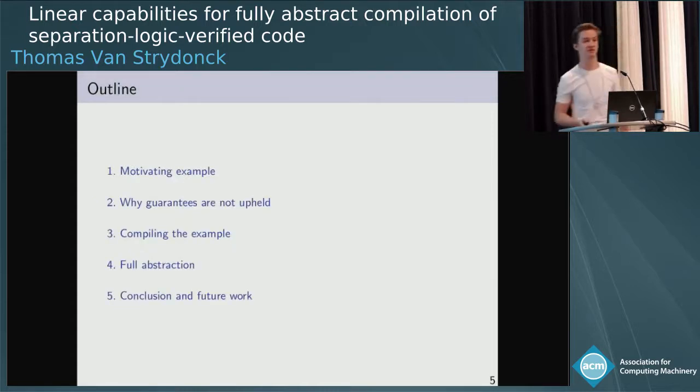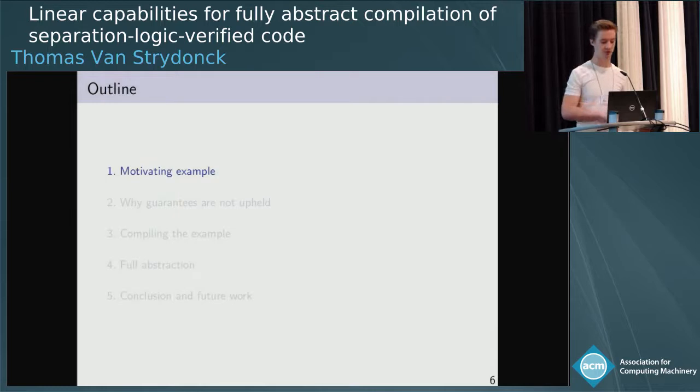So, an outline of the presentation. First, I'm going to present a running example. Then I'm going to talk about how to verify it. Then I'm going to talk about why separation logic guarantees are not upheld at runtime, given this example. Then we're going to compile the example in a secure way and make sure that separation logic guarantees are now upheld at runtime. Then we're going to talk about what we mean exactly by this notion of secure compilation, which will come down to full abstraction in our case, and why we want full abstraction. And then I'll conclude and quickly discuss some future work.